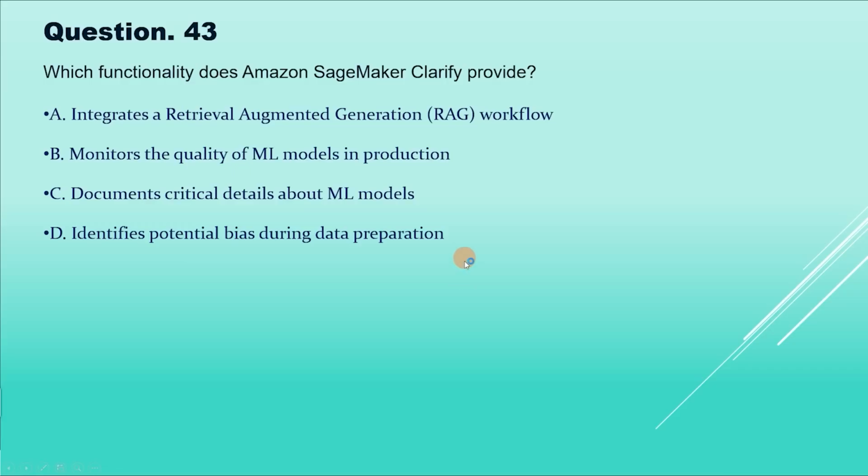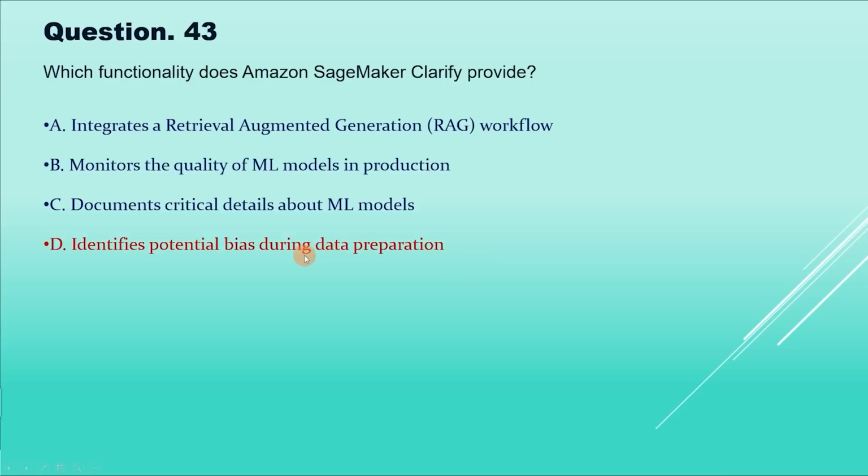And the correct answer here will be option D, identifies potential bias during data preparation. This is because SageMaker Clarify helps identify potential bias during data preparation without writing code. You specify input features such as gender or age, and SageMaker Clarify runs an analysis job to detect potential bias in those features. So option D is correct here.